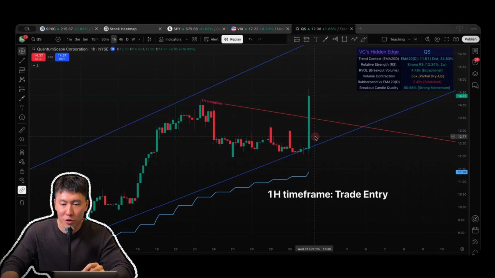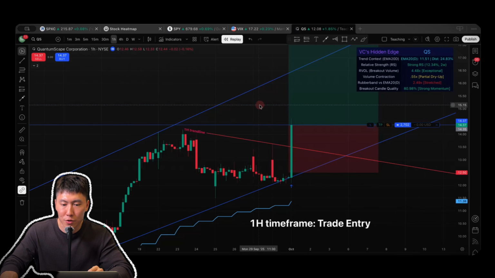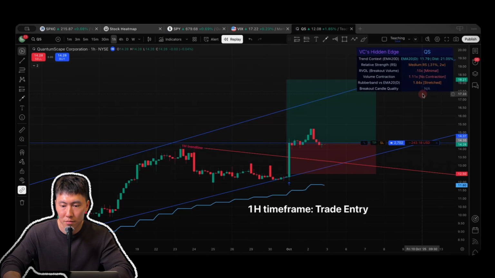So you can see that price broke out from our 1-hour trend line while holding support of our blue daily time frame trend line. If you check our indicator, you can see that the relative strength is strong compared to the SPY. And the relative volume is exceptional because the breakout volume is 4.48 times the average. There's a partial volume contraction and the breakout quality is strong, more than 80% being a body candle. So what we want to do is enter a trade right here, risking $5,000 in order to make $10,000, and let's see what plays out.